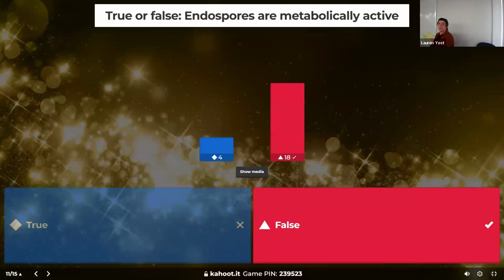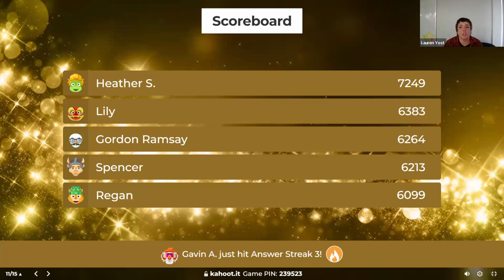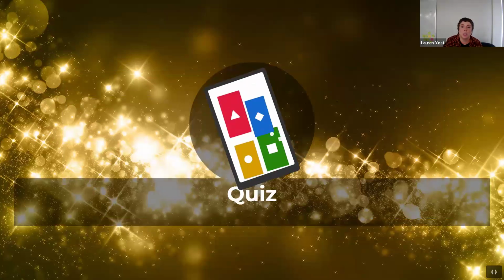All right, so this one is false. Endospores are not metabolically active. They are dormant. They're completely inert. If they want to become metabolically active again, dividing and doing things, they have to be vegetative to do that. Endospores are not vegetative. They cycle between those two.